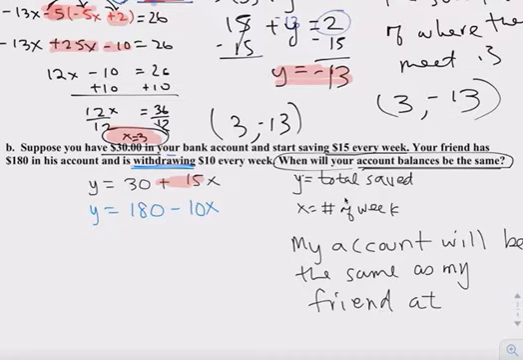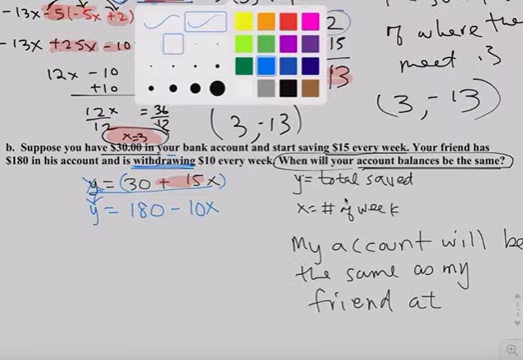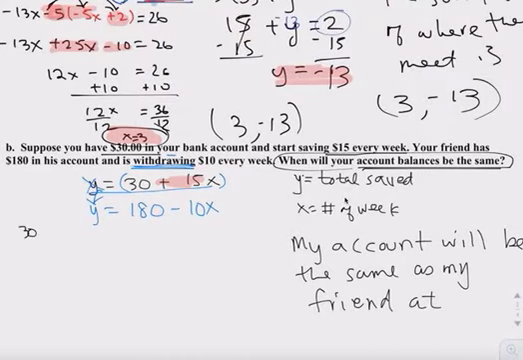So you can take your equation and put in where y is, ignore that, just take this. So you get 30 plus 15x equals 180 minus 10x. So you would add 10x, get rid of the smallest one, so you're only dealing with positives here.